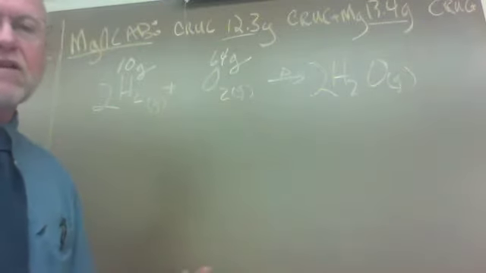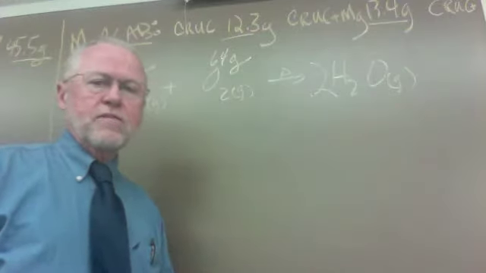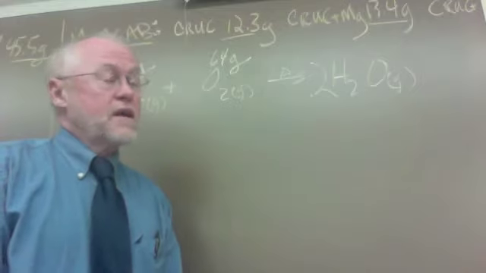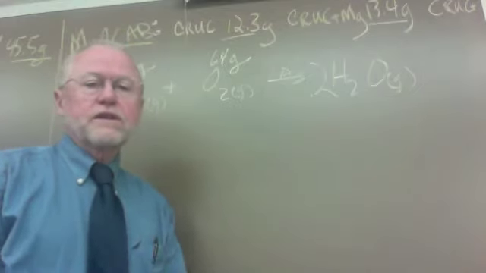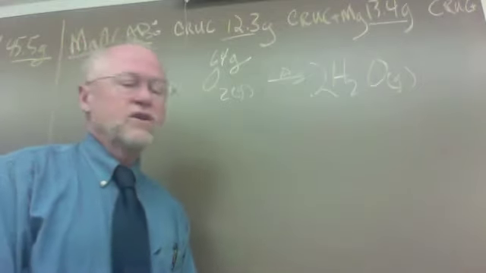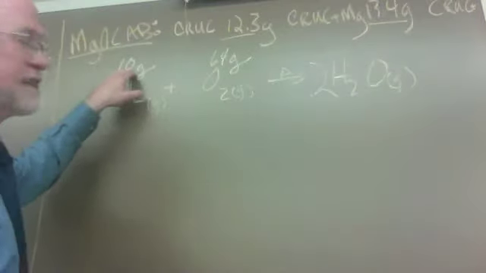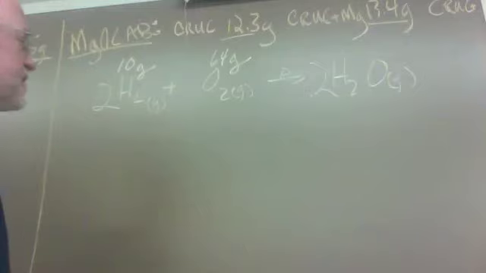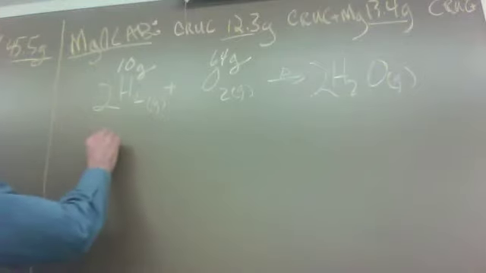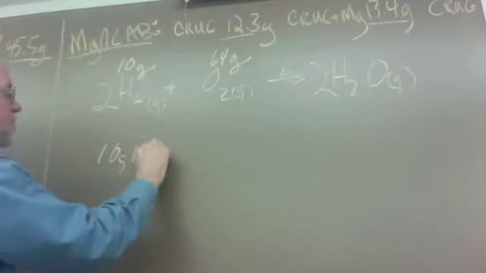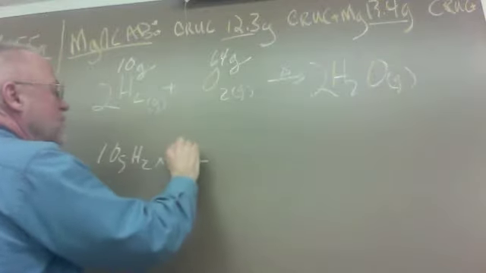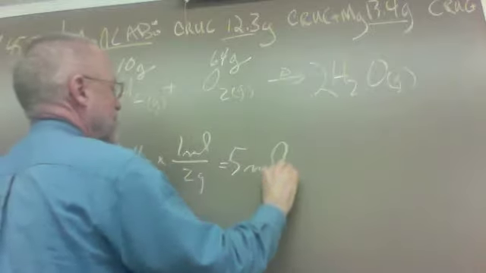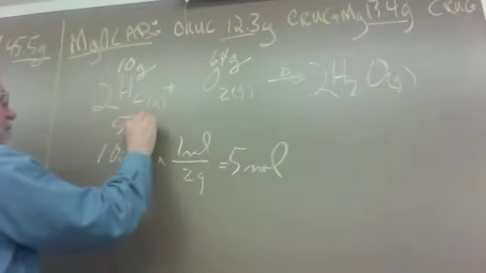Okay, now in order to do this kind of problem, you have to know the limiting reactant. Once you know it, then it's just a regular stoichiometry problem. The first thing you have to do is convert to moles. So 10 grams of hydrogen, and 1 mole of hydrogen is 2 grams. So that represents 5 moles.